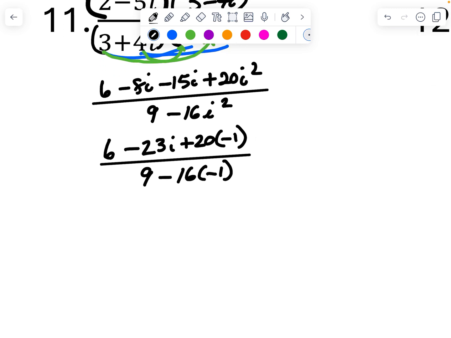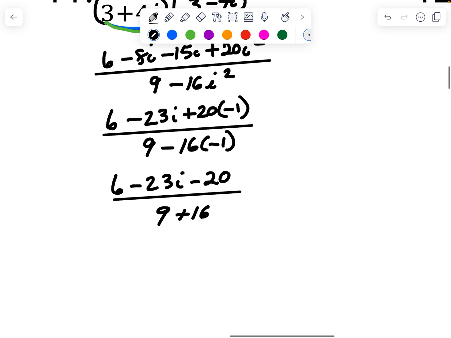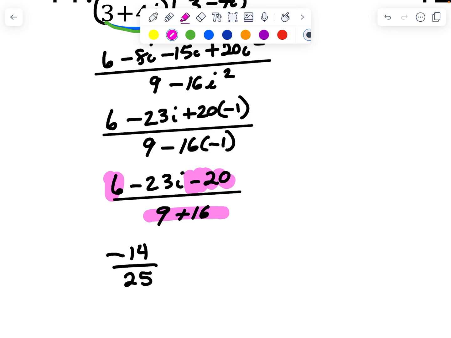So what I really have is 6 minus 23i minus 20 and 9 plus 16. Then if I take my real numbers, and my real numbers are 6 and negative 20, and the denominator, I'm going to have negative 14 divided by 25. Then I'm going to take my imaginaries. And my imaginary is negative 23i. And so I have minus 23i, and the denominator is still 25.